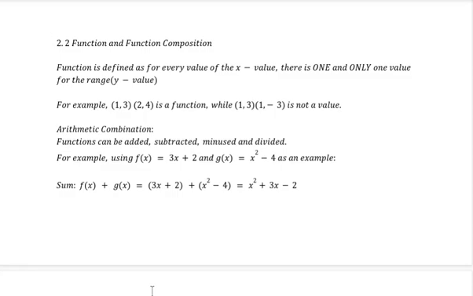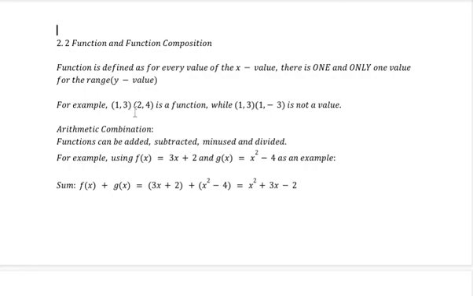Today we are going to move on to the second chapter of IB, which is function and function composition. So let's first define what a function means. A function is defined for every single x value. There is one and only one value for the range, which is the y value.